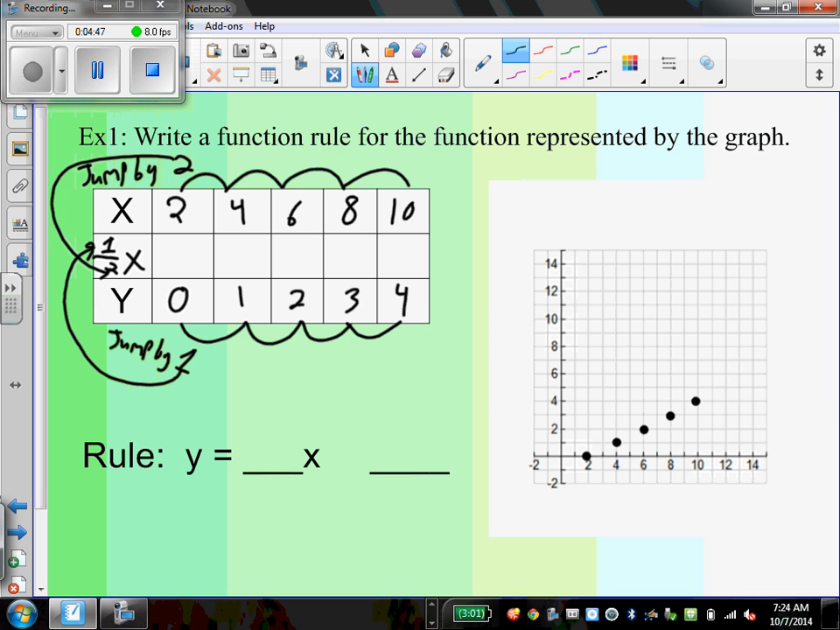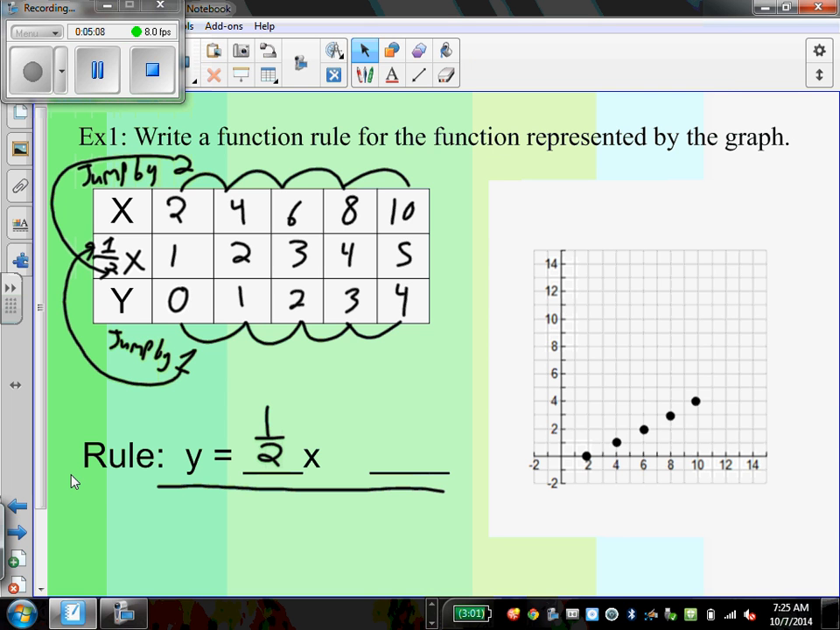So we want this middle row to be 1/2 x. Also, that 1/2 is going to go out in front of the x in our rule down here. So we're going to end up with the values 1, 2, 3, 4, and 5 here. So that's everything involving the 1/2 x.